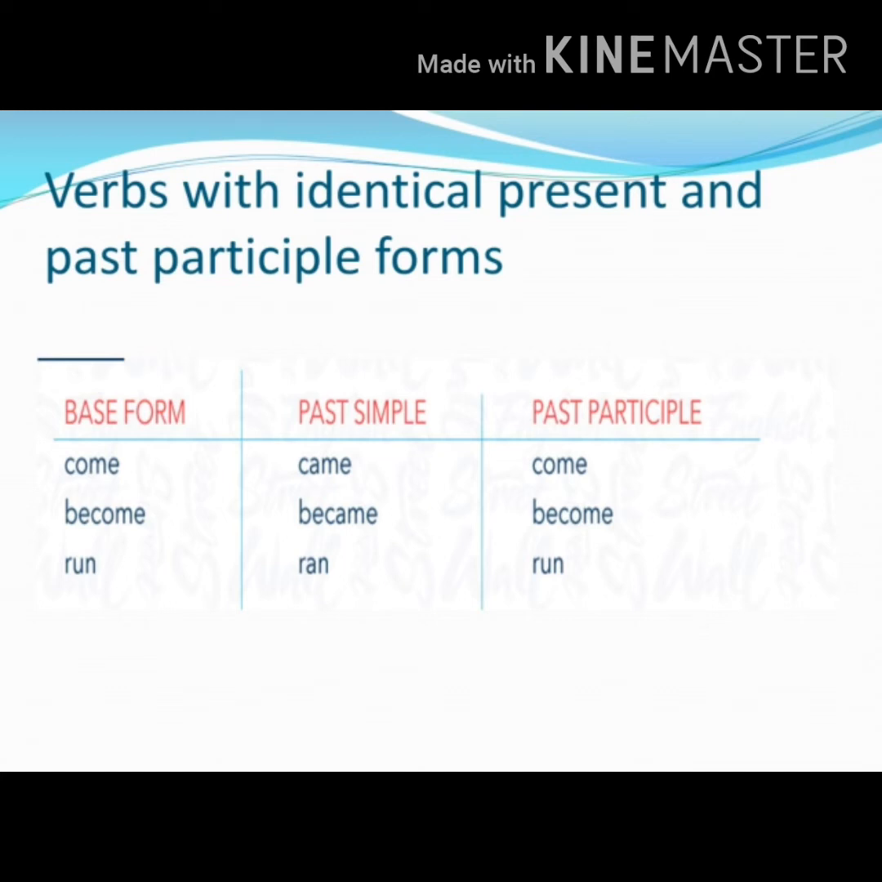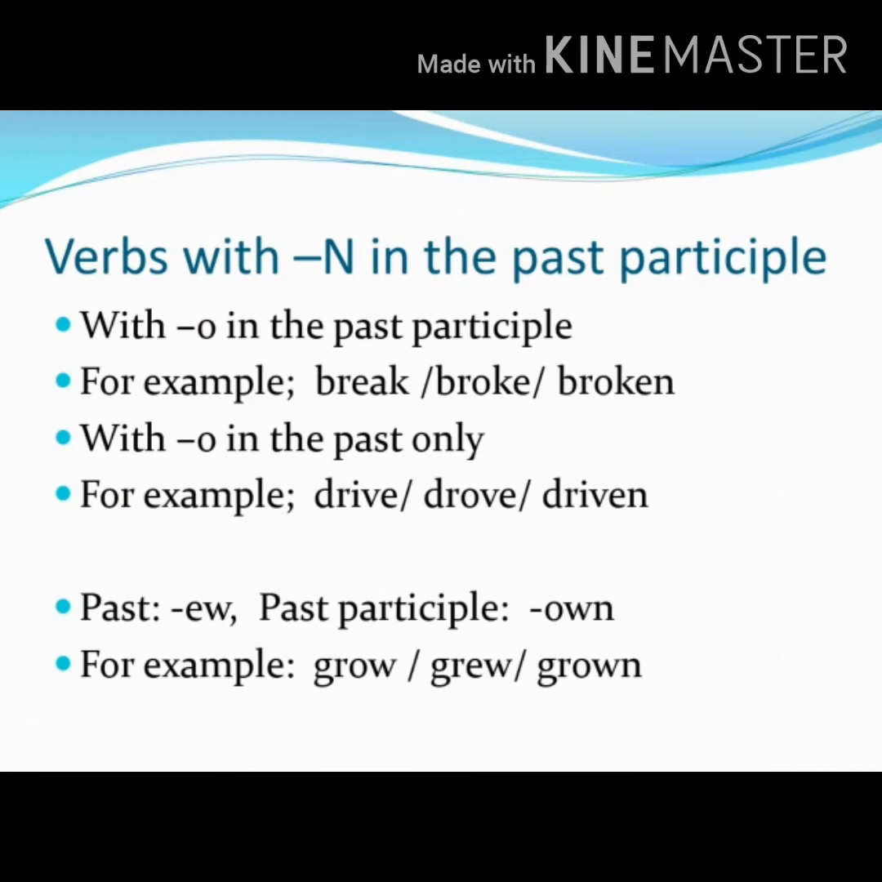The table can show you the base verb or the present form is come, and the past participle form is also the same as the present form, like come, but the past simple form is different from it. The second example is become, became, become, and the third one is run, ran, run. A number of verbs have "n" in the past participle form.